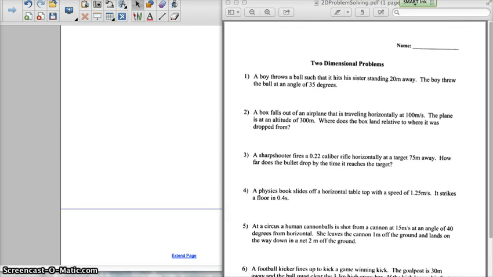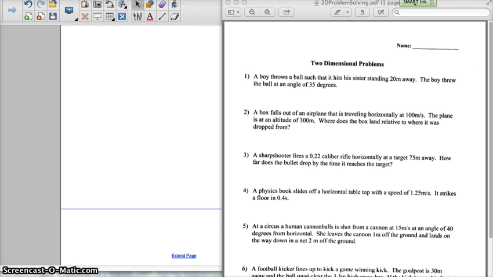All right, so this is problem 2. A box falls out of an airplane that is traveling horizontally at 100 meters per second. The plane is at an altitude of 300 meters. Where does the box land relative to where it was dropped from?